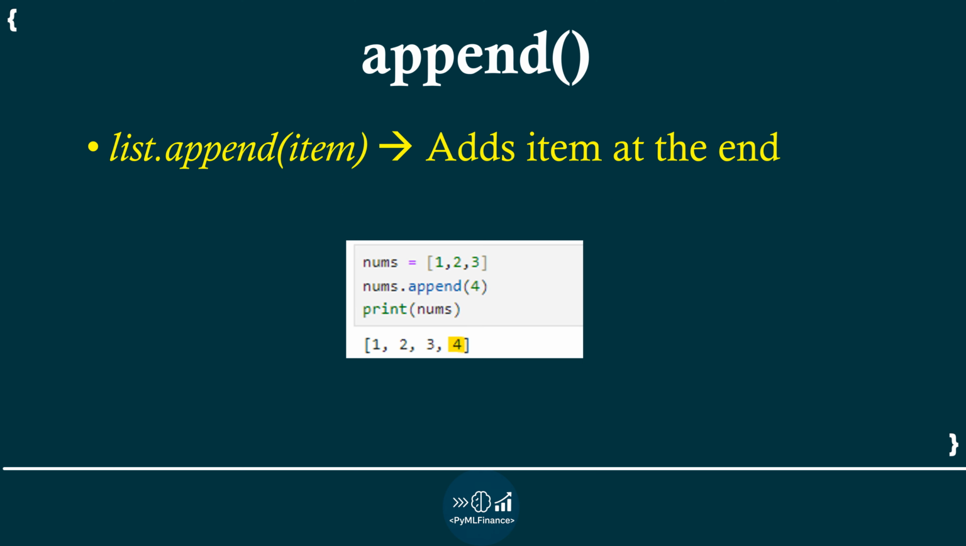The first method of list is the append method. The append method is used to add a single item at a time to the end of a list. You can see we have a list 1, 2, 3 and we are appending 4 to the list nums, and as you can see in the output, the item 4 is appended at the end of the list.